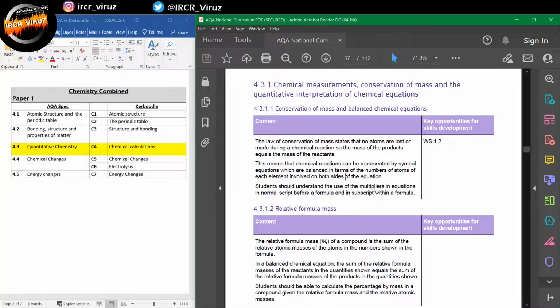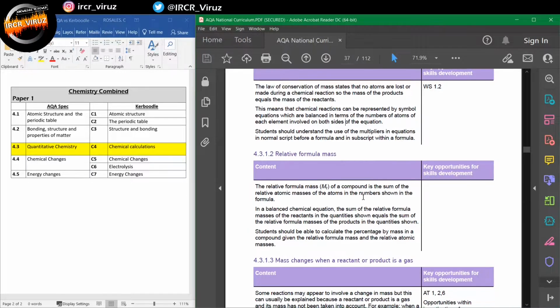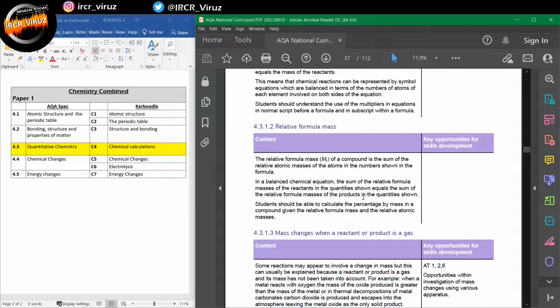When it talks about the relative formula mass, as we all know, an atom has a mass number, okay? The mass number accounts for the protons and the neutrons that you find in the nucleus of the atom. Now, for instance, if you have an atom for a specific element, you look at the mass number, and that's going to tell you how much it weighs in atomic mass units, okay?